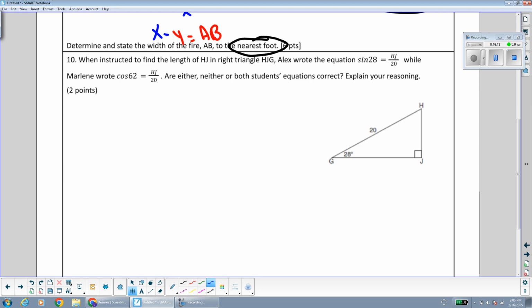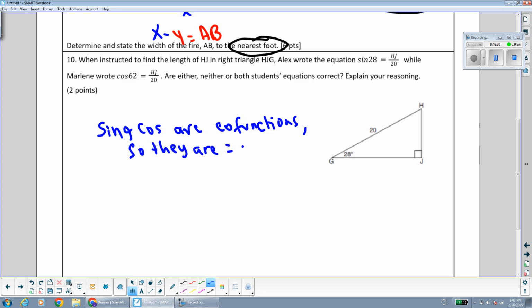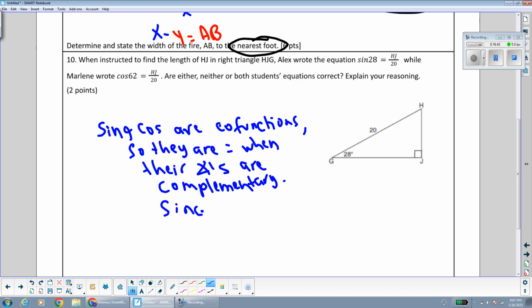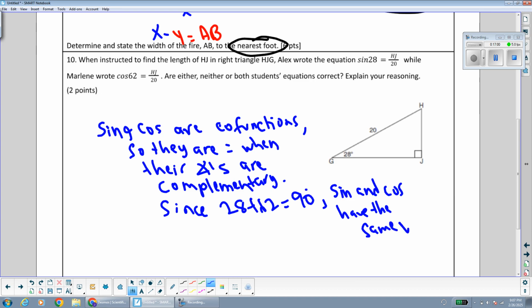You could write many things here. You could say sine and cosine are cofunctions, so they are equal when their angles are complementary, since 28 plus 62 equals 90 degrees. Sine and cosine have the same value.